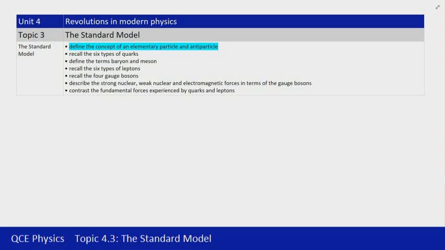In topic 4.3, the standard model, we're going to be looking at the standard model, sometimes referred to as the standard model of particle physics or the standard model of elementary particles. You can see there that we're going to get on to looking at defining the concept of an elementary particle and an antiparticle, but before we do, we're going to have a look at what the standard model is just from a broad brush perspective.